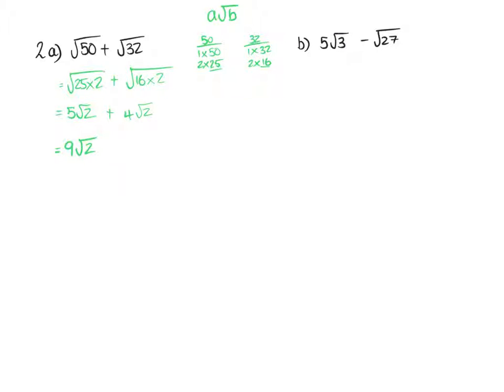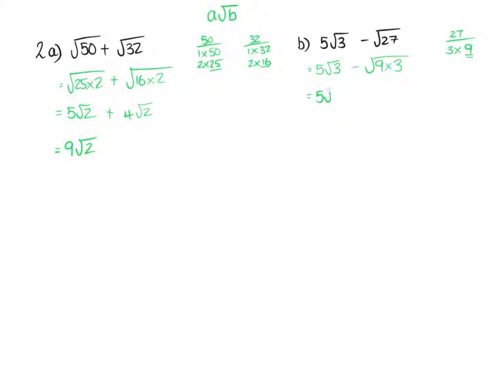Okay, so here we have, for part B, it's kind of like what I was talking about with question 1. You've got 5 root 3, take away the square root of 27. We can only take away things that have the same number under the square root. So that means we have to change that 27 into 3 times something. So 27 is 3 times 9. Okay, and because we've got a square number, we're good. So we're going to have 5 root 3 just stays as it is, minus, and then we've got the square root of 9 times 3. Always put the square number first, remember.